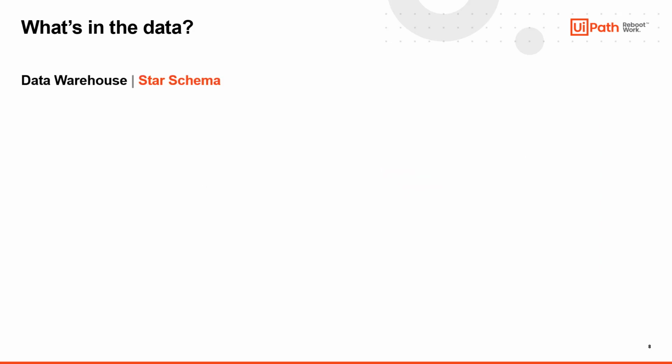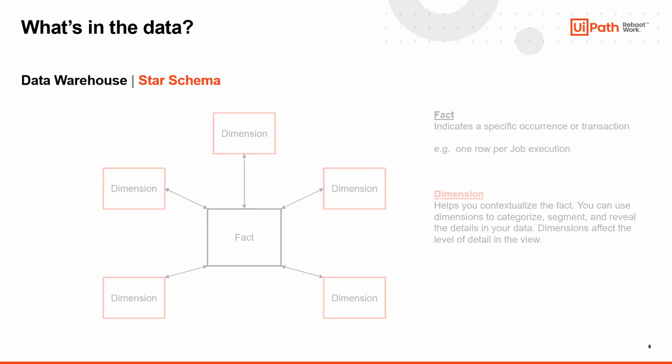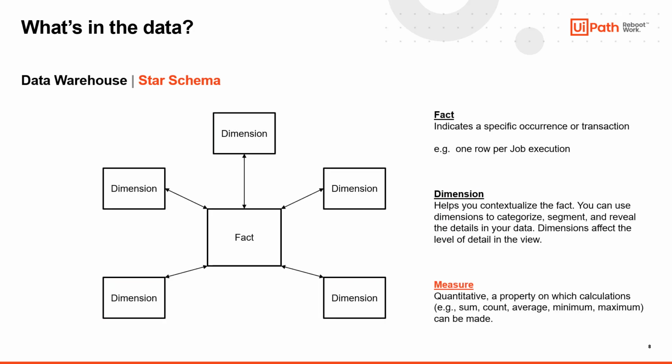Typically, a data warehouse will have a star schema. In the middle of that is a fact, which indicates a specific occurrence or transaction. In our case, we'll have one row per job execution. Surrounding that are dimensions. They help you contextualize the facts. You can categorize, segment, and reveal details about your data with dimensions. In addition, we have measures. These are quantitative, a property which calculates sums, counts, averages, mins, max.